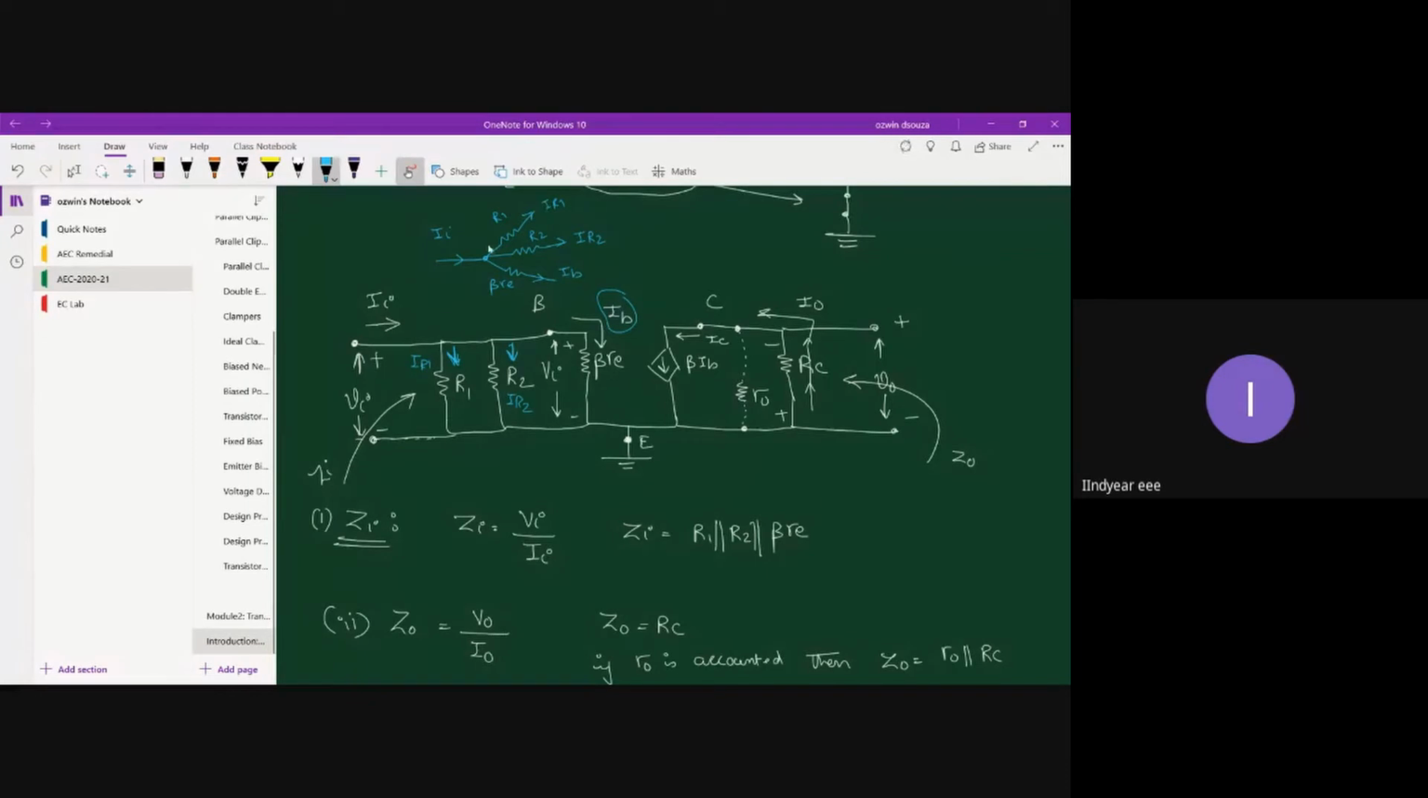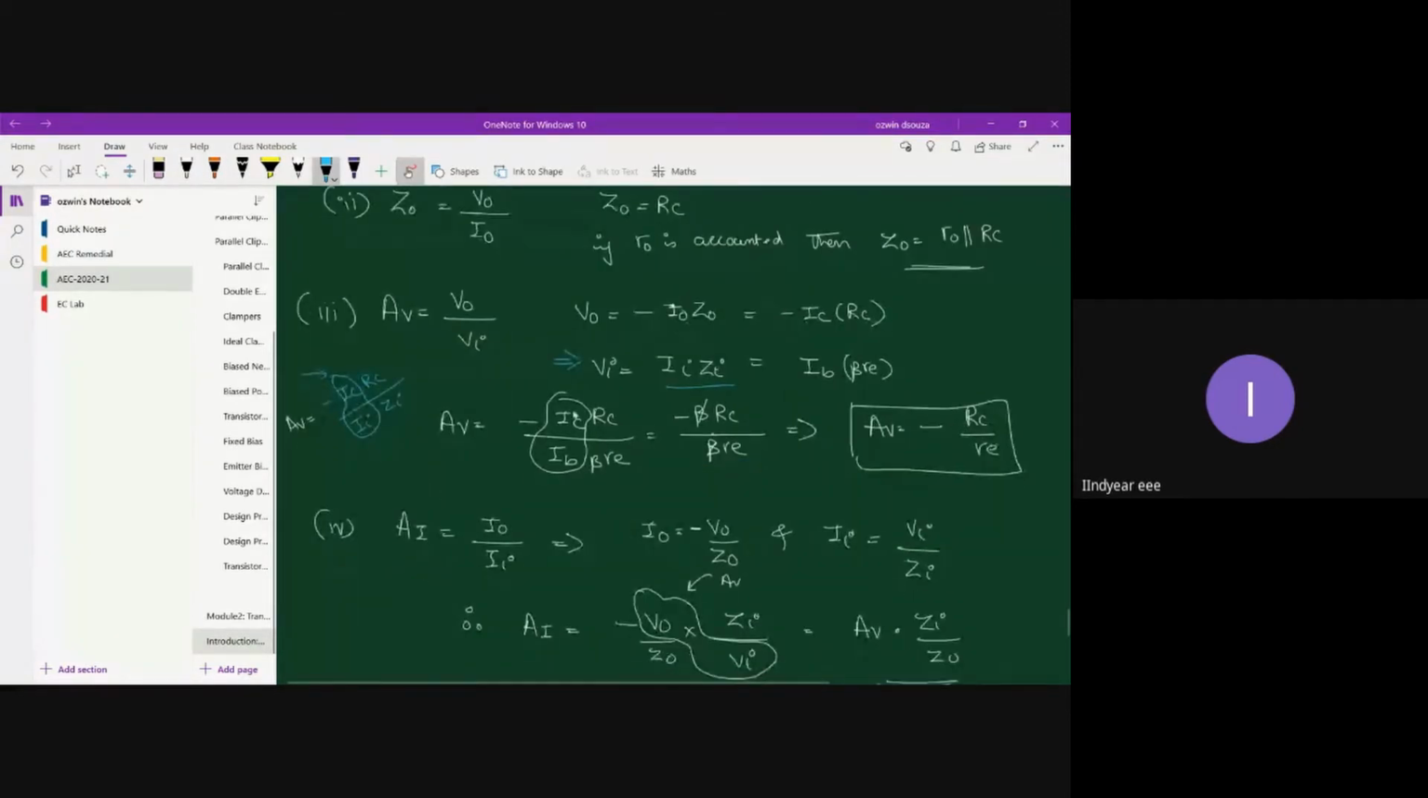However, the voltage across all these resistors is VI. Voltage across R1 is also VI. Voltage across R2 is also VI. Voltage across beta RE is also VI. But if I take beta RE into consideration, what I will get is IB. If I get IB, while dividing the two currents, that is output to input current, I'll get the IC by IB ratio. So that gives me the beta value. That's the reason I have taken it.